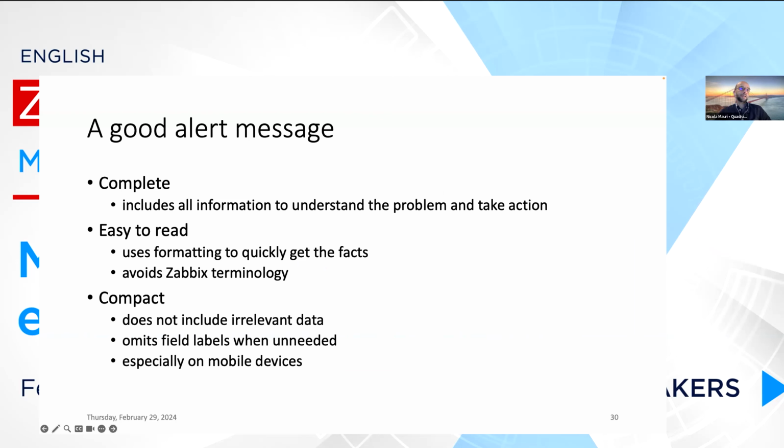And also, a good alert message is compact, does not include irrelevant data, of course, and try to omit field labels when needed, because they make the alert content too complex. So if it's possible, omit field labels, especially on mobile devices where you need to read the relevant information in just one screen without too much scrolling.